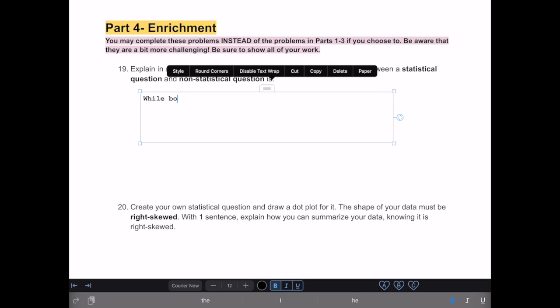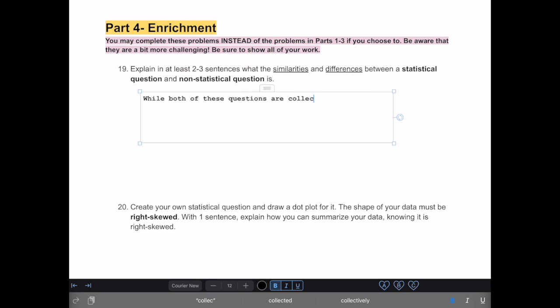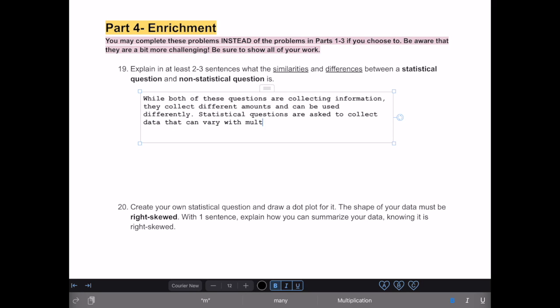So I could say something like, while both of these questions are collecting maybe information, they collect different amounts and can be used differently, right? So more specifically, maybe I'll say statistical questions are asked to collect data that can vary with multiple data points. So they're both questions. One of them has varying answers, and I guess we can say that non-statistical questions do not allow for that variation, right?